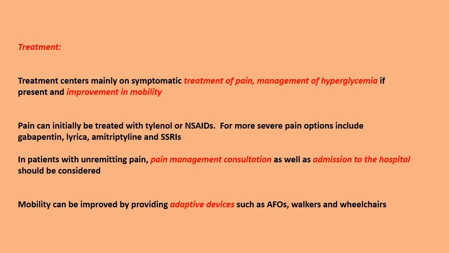Treatment centers mainly on symptomatic treatment of pain, management of hypoglycemia if present, and improvement in mobility. Pain can initially be treated with Tylenol or NSAIDs. For more severe pain, options include gabapentin, Lyrica, amitriptyline, and SSRIs. In patients with unremitting pain, pain management consultation as well as admission to the hospital should be considered. Mobility can be improved by providing adaptive devices such as AFOs, walkers, and wheelchairs.